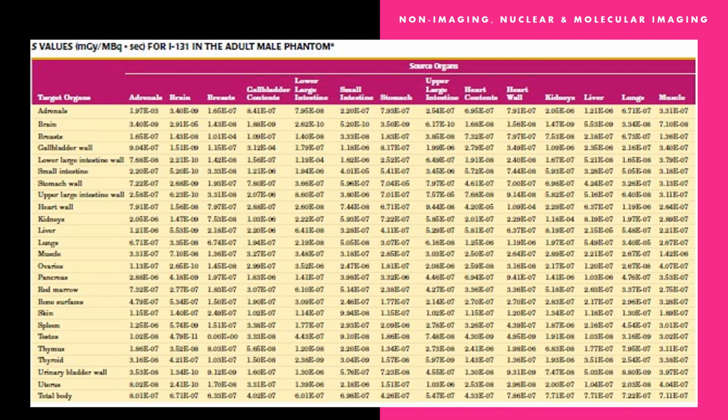For information, the S value is not just subject to the target organ and the source organ, it is also subject to the type of radionuclide used. The one I showed you previously is technetium-99m. This one is iodine. So each S value will be different based on what type of radionuclide you are using to tag your pharmaceutical product. So that's it for today's lecture.